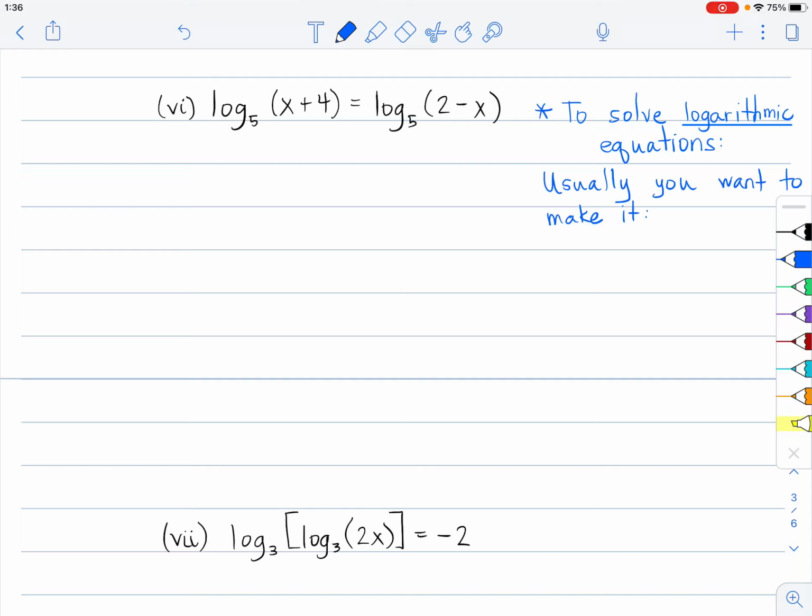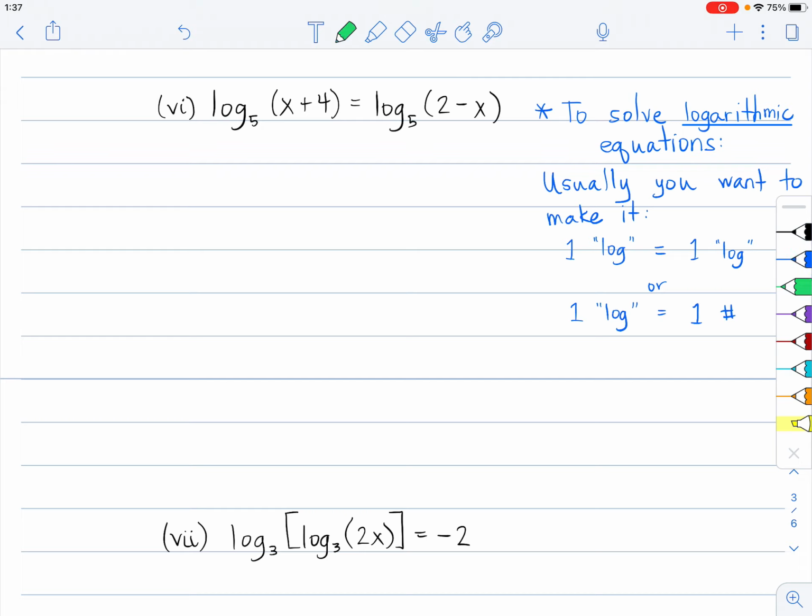Example number 6, log base 5 of x plus 4 equals log base 5 of 2 minus x. To solve logarithmic equations, you usually want to make it 1 log equal to 1 log. Logs are just not usually empty. They should probably have a base on them. Or 1 log equal to 1 number.